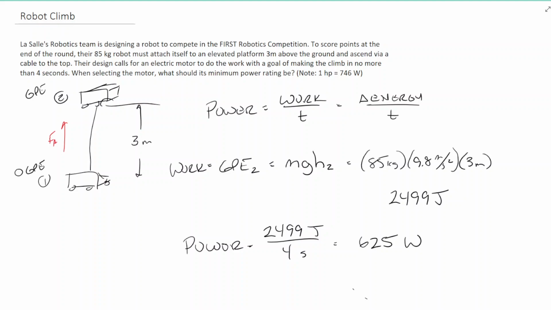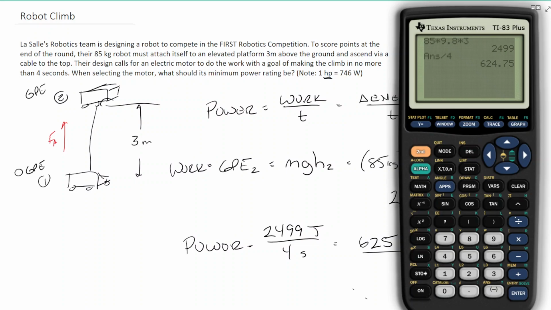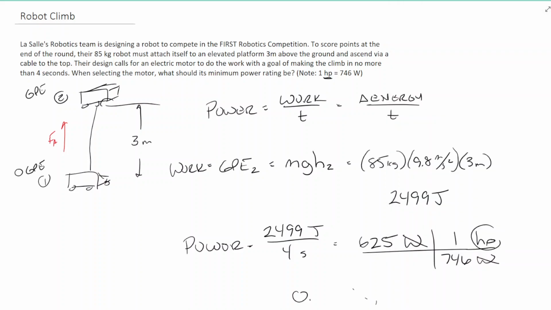Now they say, well, what's the power rating? And they say note horsepower. Well, sometimes when you go to the store, you are going to see a rating in horsepower, not in watts. Well, let's do a little quick conversion. We can just set up a fence post. The watts can be converted to horsepower. 1 horsepower is 746 watts. And now, if I divide by 746, I find that I need a 0.84 horsepower motor.